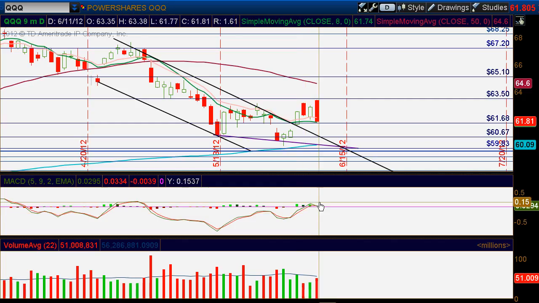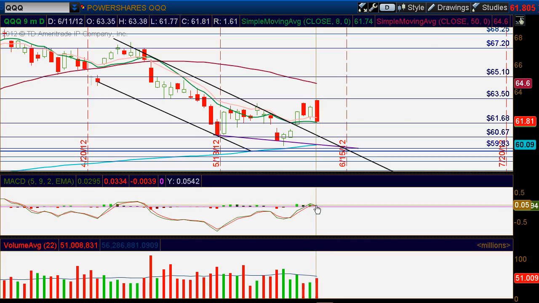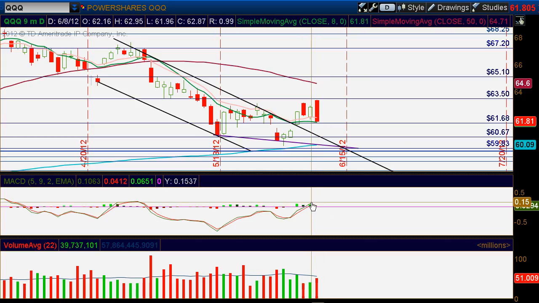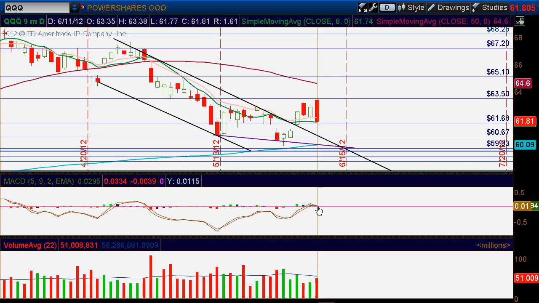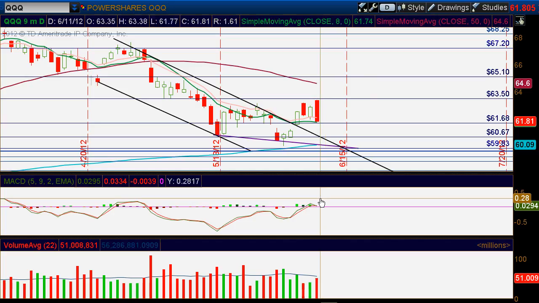And then the other thing I want to point out to you is the MACD. Look at the MACD. The MACD is already above the zero line, which means that we are in bullish territory at this time. According to the MACD, we are bullish. We are above the zero line, and we're still staying above it. We started to point south a little bit, but still keeping it above the zero line, which is bullish according to the MACD.